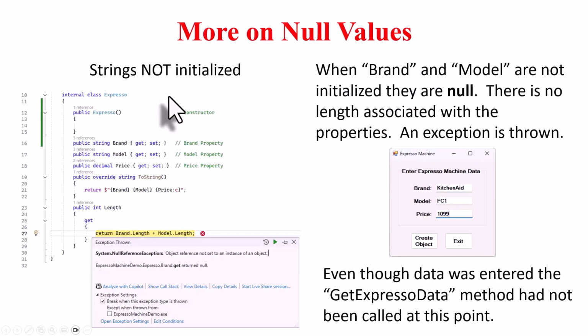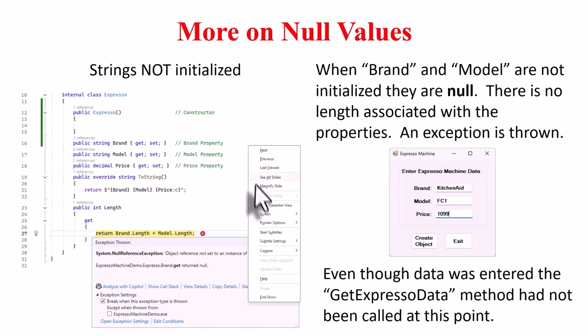So when we don't initialize the properties in our class, brand and model are null. There is no length associated with the properties, and an exception is thrown. We typed in KitchenAid, FC1, 1099. Remember, these things did not get read yet because the get data is not there. But as soon as it ran, it tried to do the Length property and blew up. It was calling the Length. You can see that back here as well.